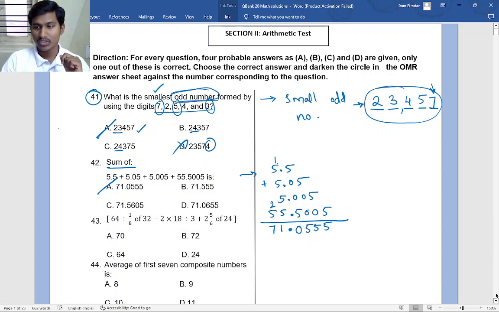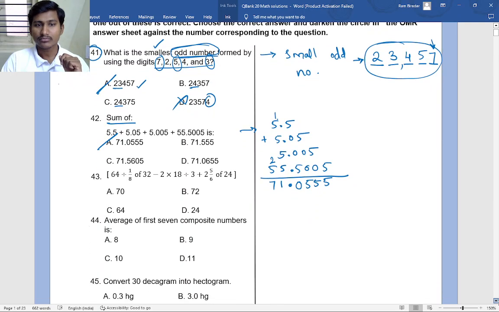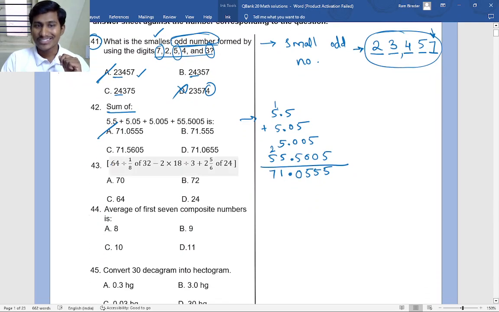That is question 43. So what is the 43rd question? That is 64 divided by 1 by 8 of 32 minus, and so on. You don't have to read it all. Start doing it. That's it, right? So let us do the 43 solution now.